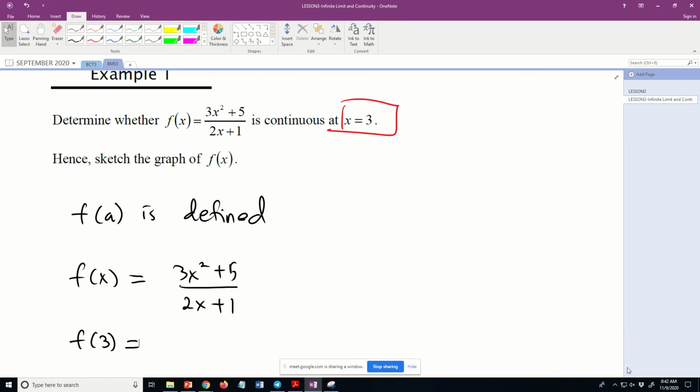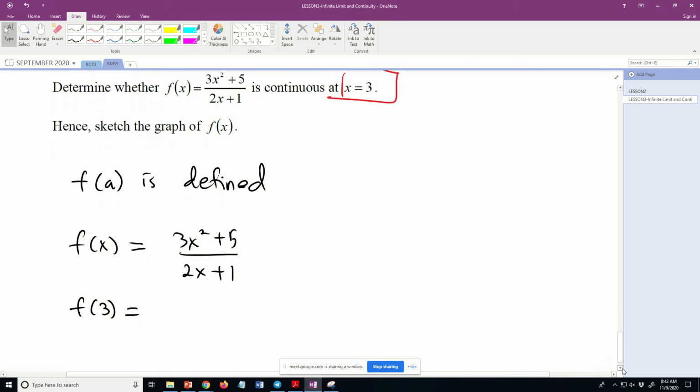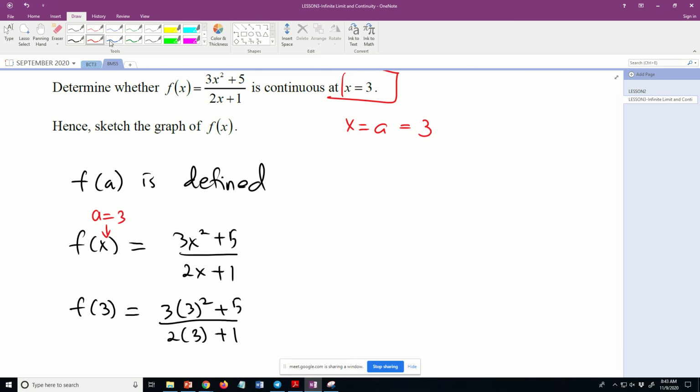Okay, so we continue. f(3) is what? I just do substitution. I put x equals to 3. So I get 3 times 3 squared plus 5, divided by 2 times 3 plus 1. I do substitution because f(a) considers x equals to a. What is my a? a is equal to 3. So I substitute 3. What is my last answer? So what did I get? 32/7.